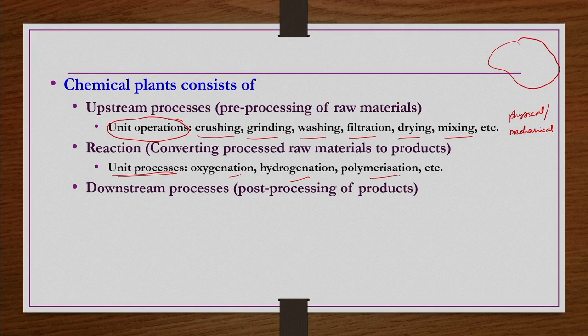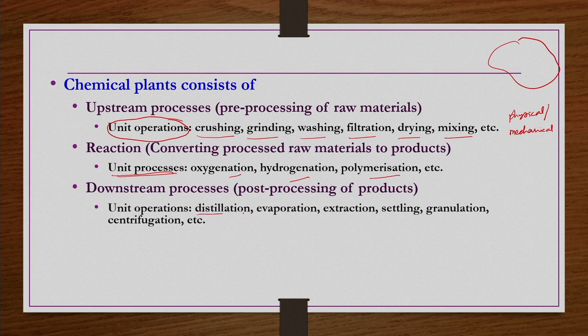We call them downstream processes or post processing of the products, where we may do something like distillation. It depends on the process. Evaporation may be there, extraction may be there, settling, granulation, centrifugation, and so on. So different types of operations are there. And these operations involve only physical and mechanical changes. There is no reaction involved. There may be a temperature gradient involved in order for the process to take place, but there is no reaction.